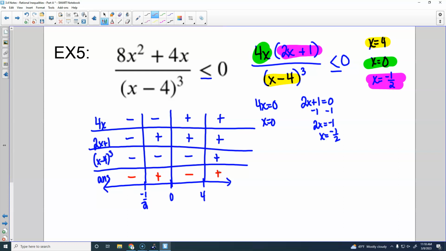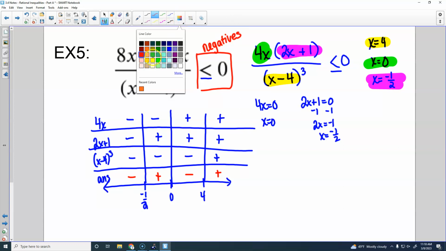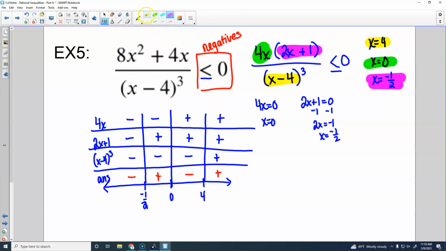Now, if we're thinking about our answer, is it going to be the positives or the negatives here? Negatives. So we are looking at this region and this region as our answer.